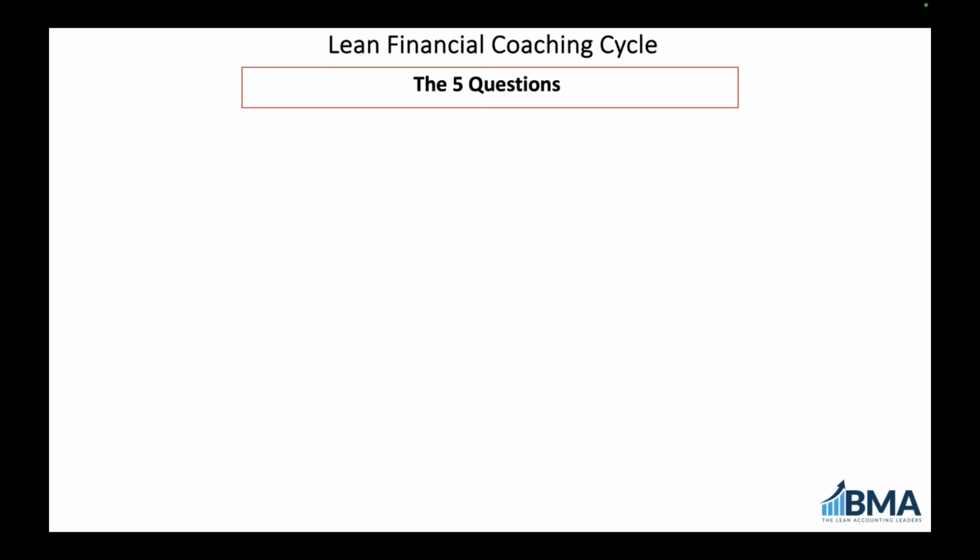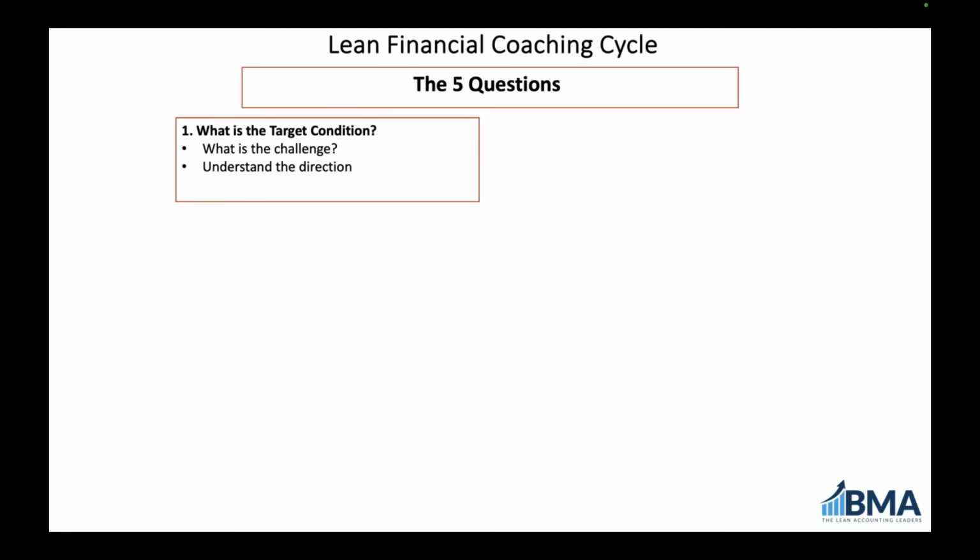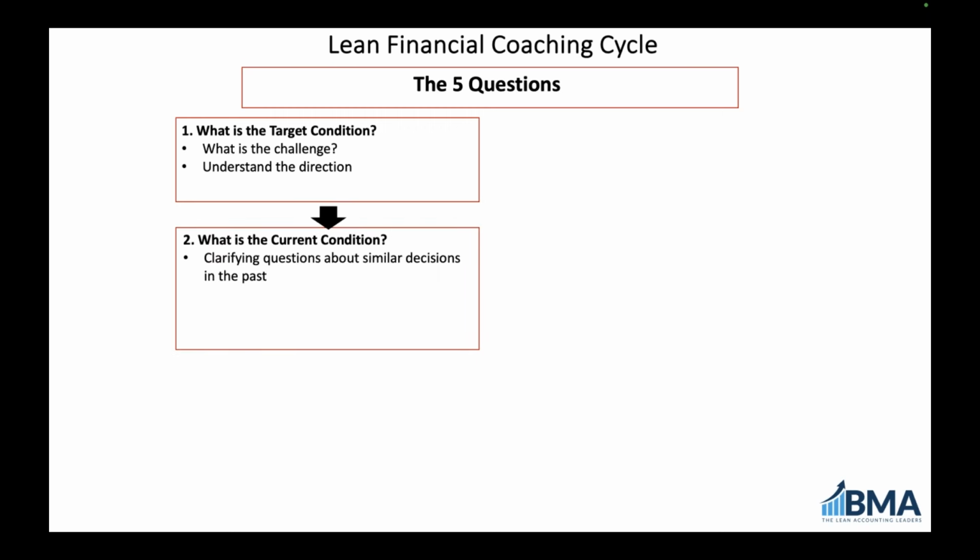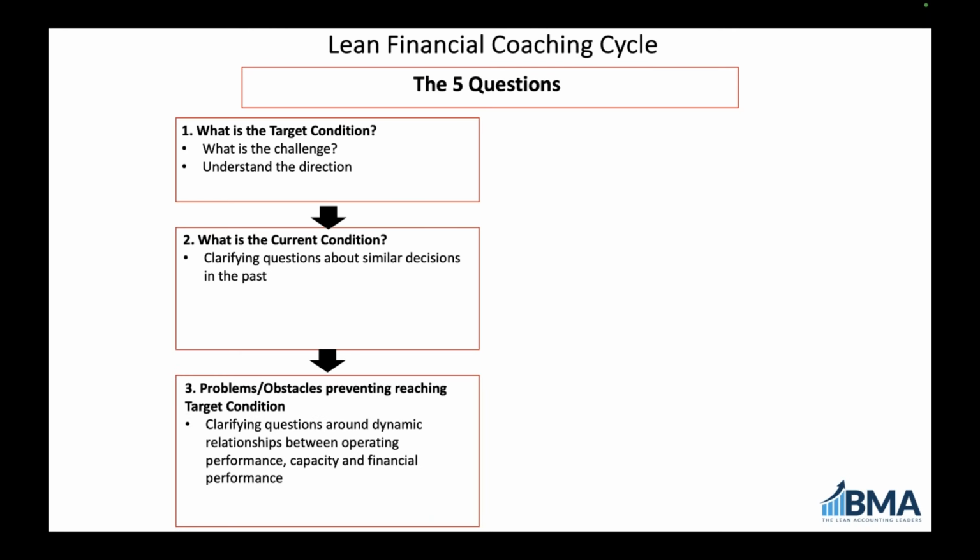Now, this comes from the coaching cycle, the five questions. This comes from the Toyota Kata books, which are really good to read to learn how to do this. Basically, you have five questions you want to understand. What's the target? Where do we want to be? What's the current state? And then there's the gap.